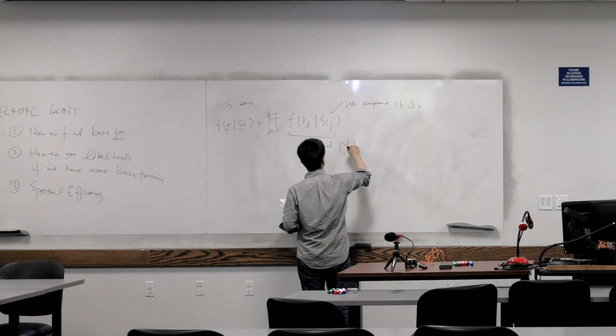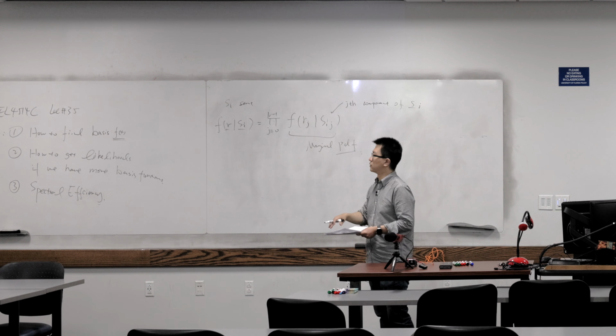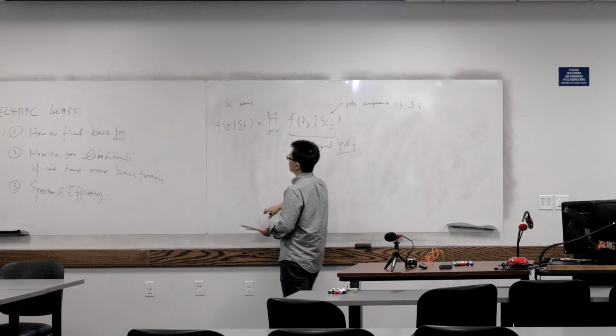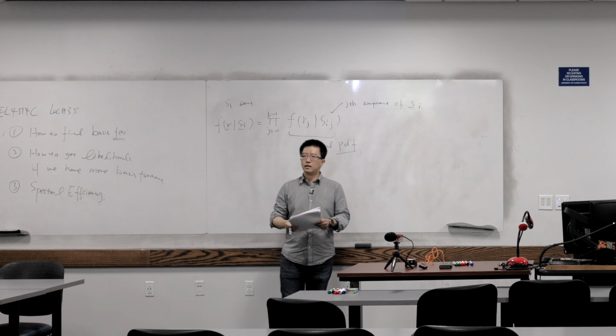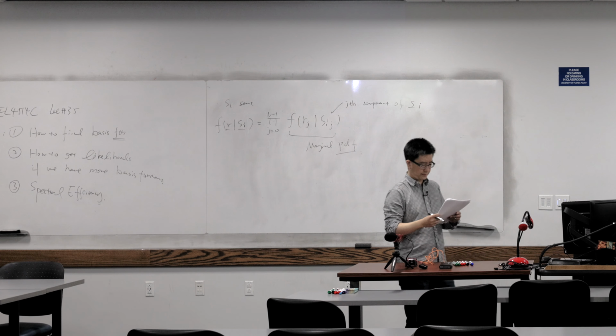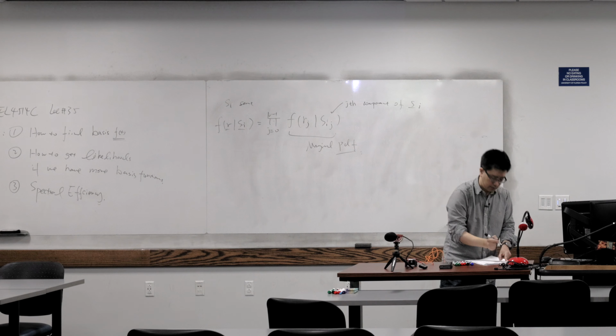I think we're out of time. Next class, we're going to go from here and see how we can make our decisions. So now we kind of know how to compute our likelihoods. Thank you.